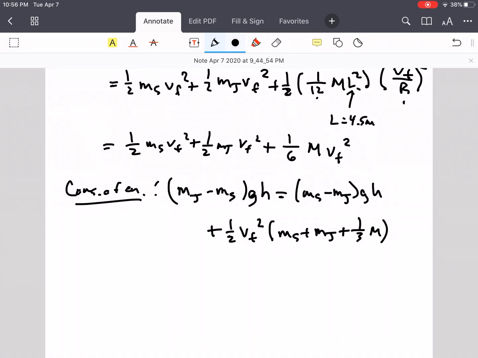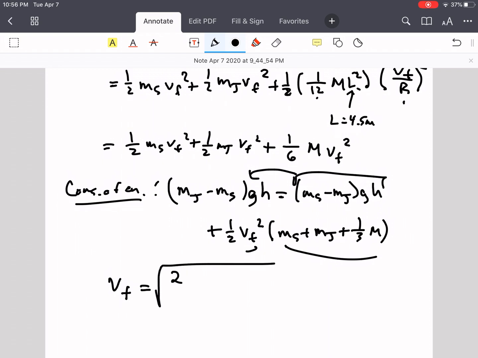And now we're almost done. We simply need to solve for v final squared. I will save you guys 2 steps of algebra. Basically bring this guy over to the other side, multiply through by 2, divide through by the sum of the masses, take a square root. And what I get is v final, the final speed of the student, is the square root of 2 times 2, because there are 2 of these guys, so 4 gh times mj minus ms divided by ms plus mj plus 1/3 of m.